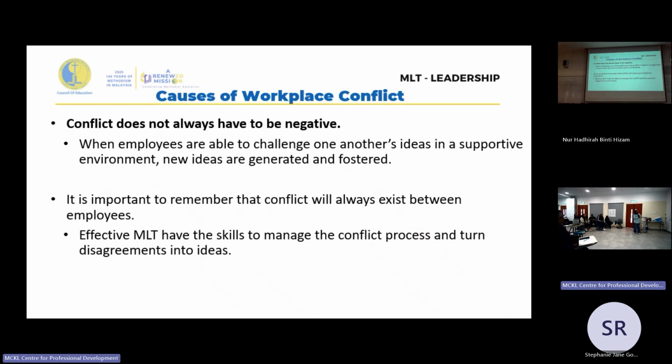Okay, conflict does not always have to be negative. Can you avoid conflict? When two people gather together, we communicate. We are human beings. We are social beings, right? We want to have conflict, and conflict is inevitable. We cannot avoid it, but we can manage it. Okay, is conflict good or bad?